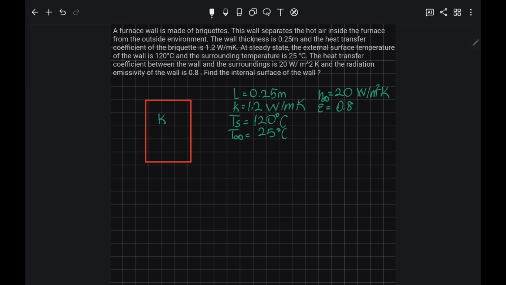Here, there are three heat transfer mechanisms in this problem. What were the heat transfer mechanisms? Conduction, convection, and radiation. The problem asks us for the temperature inside.